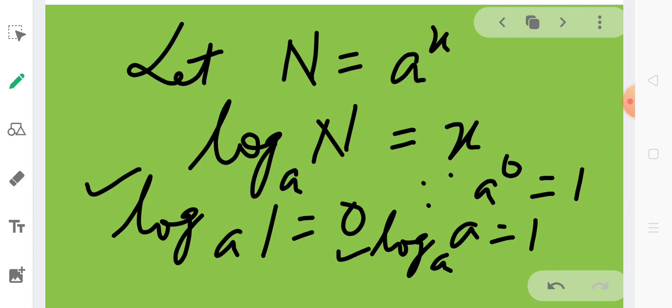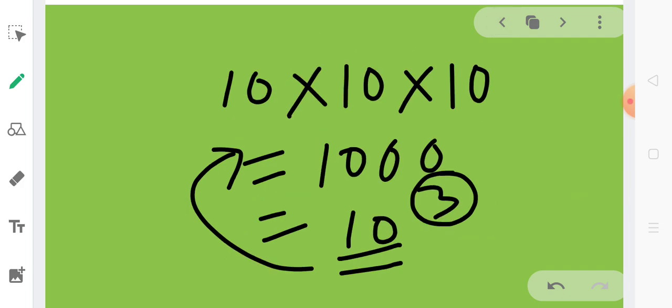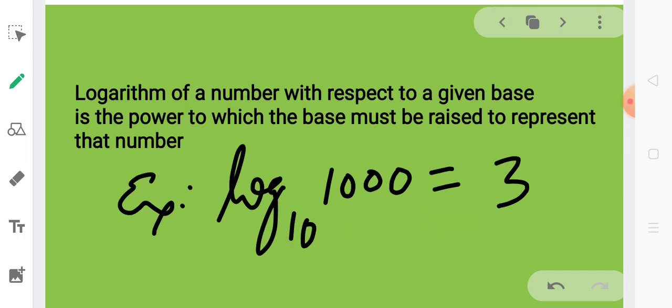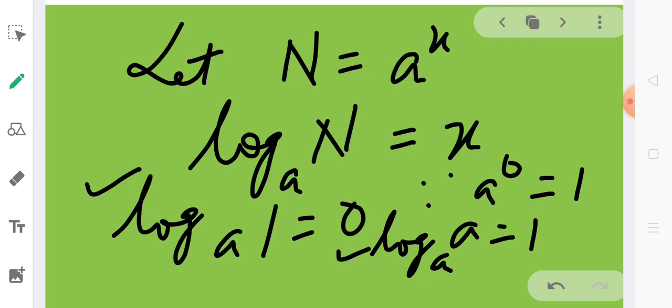So very quickly then, logarithm of a number is the power to which the base must be raised to represent that number. So using this example we have generalized. So log of n for base a is equal to x. This means that x is the power to which the base a should be raised in order to represent the number n. So we have used this result to write down two important steps.